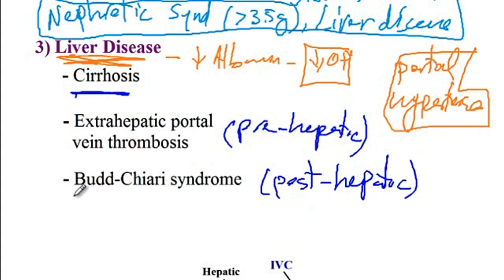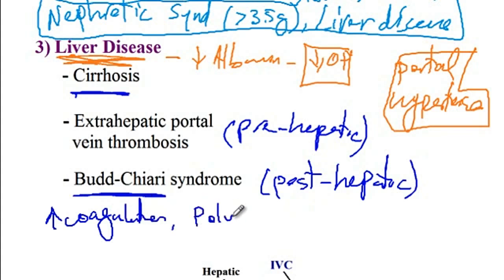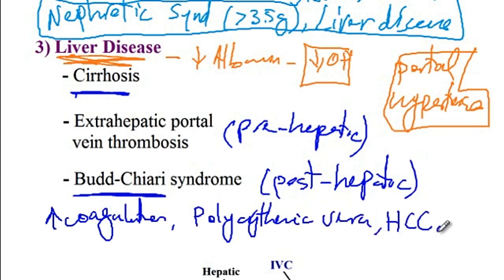And conditions that can cause Budd-Chiari syndrome, for instance, include the hypercoagulation state, polycythemia vera, hepatocellular carcinoma, as well as pregnancy.